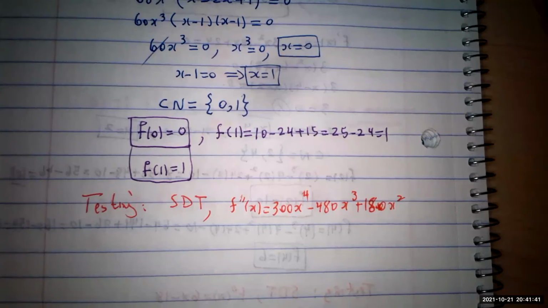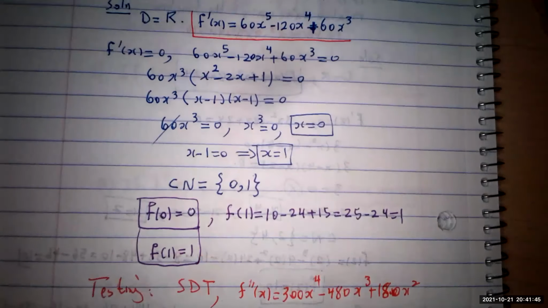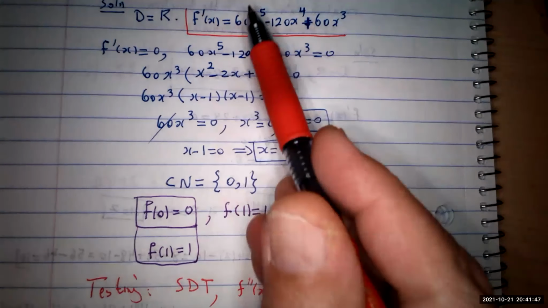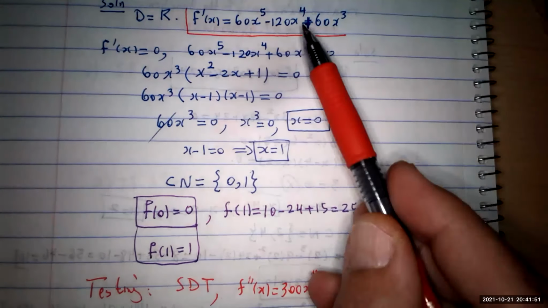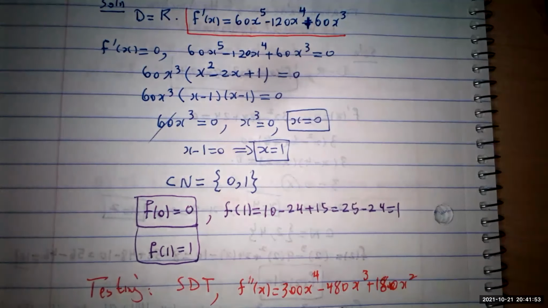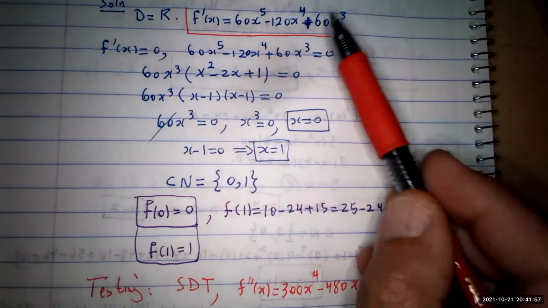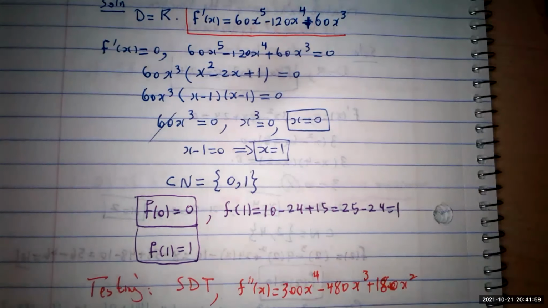Any question? We just differentiated. You see that's f prime, just using the power rule. 5 times 60, 300, 1 down, x to the fourth. 4 times 120, 480, 1 down is going to be x cubed. And 3 times 60, 180, 1 down would be x squared.